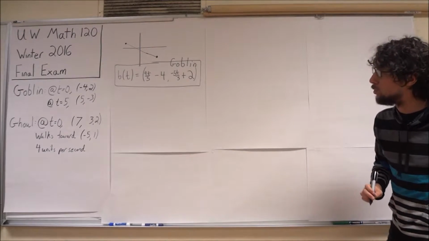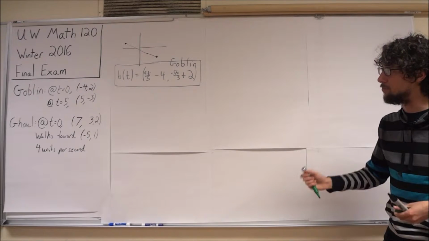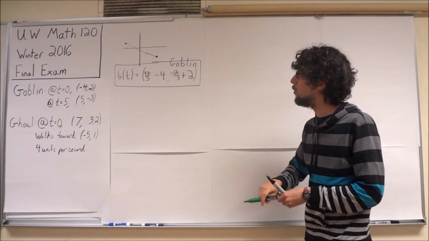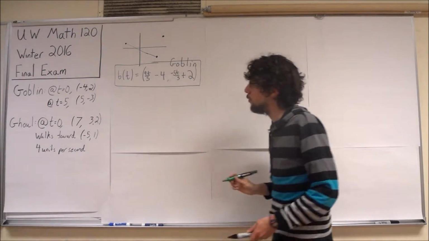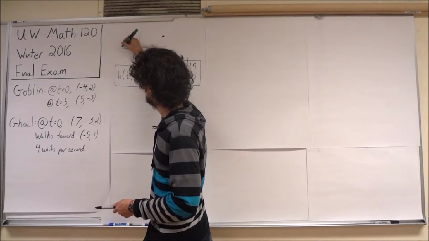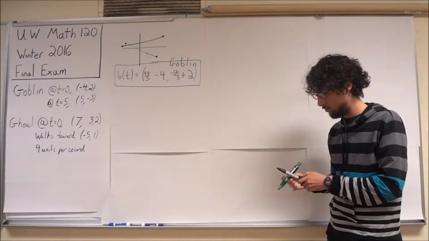Now, how about the ghoul? I'll just add the ghoul's data onto the same picture. The ghoul starts at 7, 3.2 and walks towards -5, 1. And walks at a speed of 4 units per second.